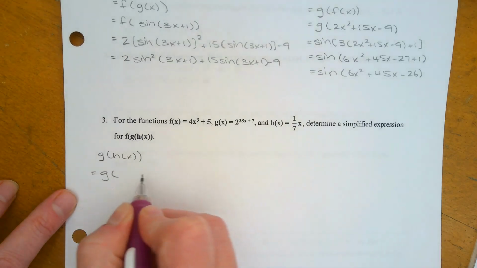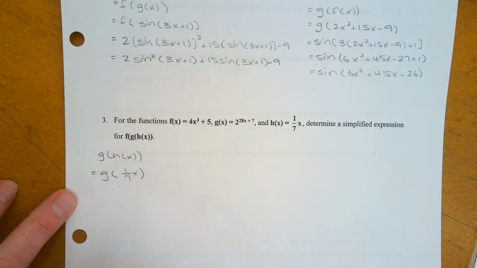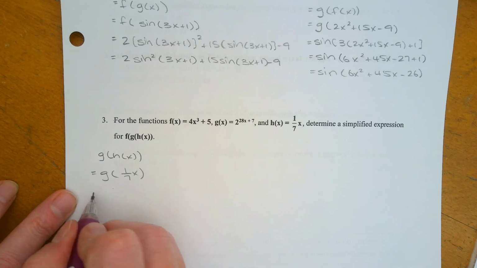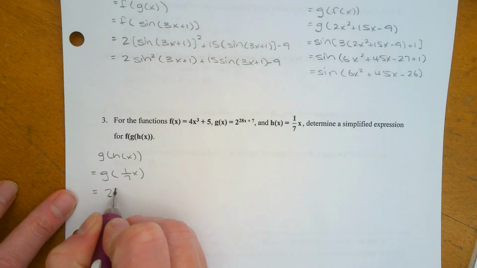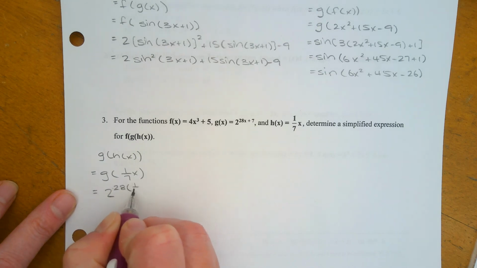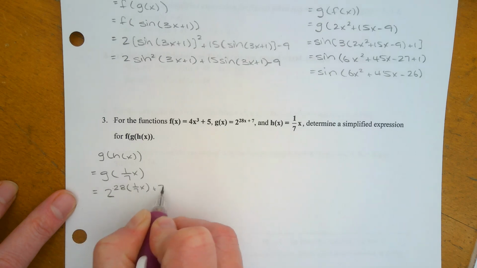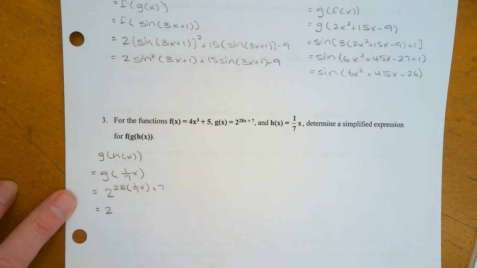So h of x is 1 over 7x. I'm going to plug that into the g of x function wherever I see an x. So I have 2 times 28 over, I have 1 over 7x plus 7. So that gives me 2. And again, this step is not necessary, but you can write it if you want: 28 over 7x plus 7, or 2 to the 4x plus 7.